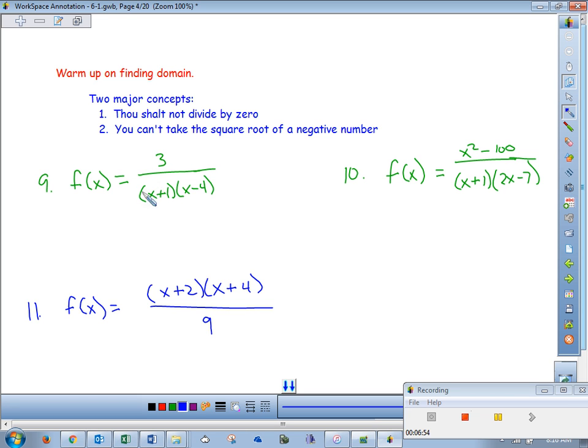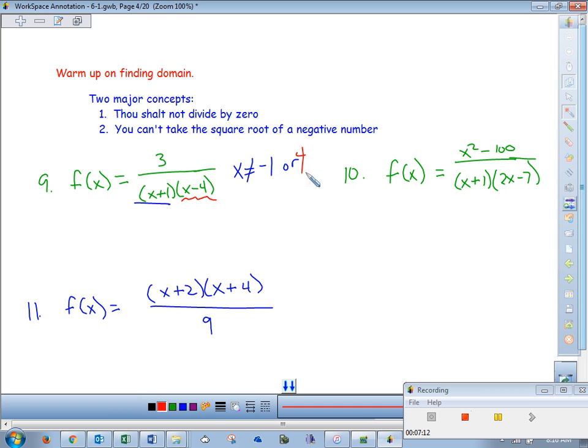So, it's in what we call factored form already, though, baby. What value of x would make that turn out to be 0? If x was negative 1. So that tells you that x cannot equal negative 1. Or, how about this guy right here? What can x not equal? 4.